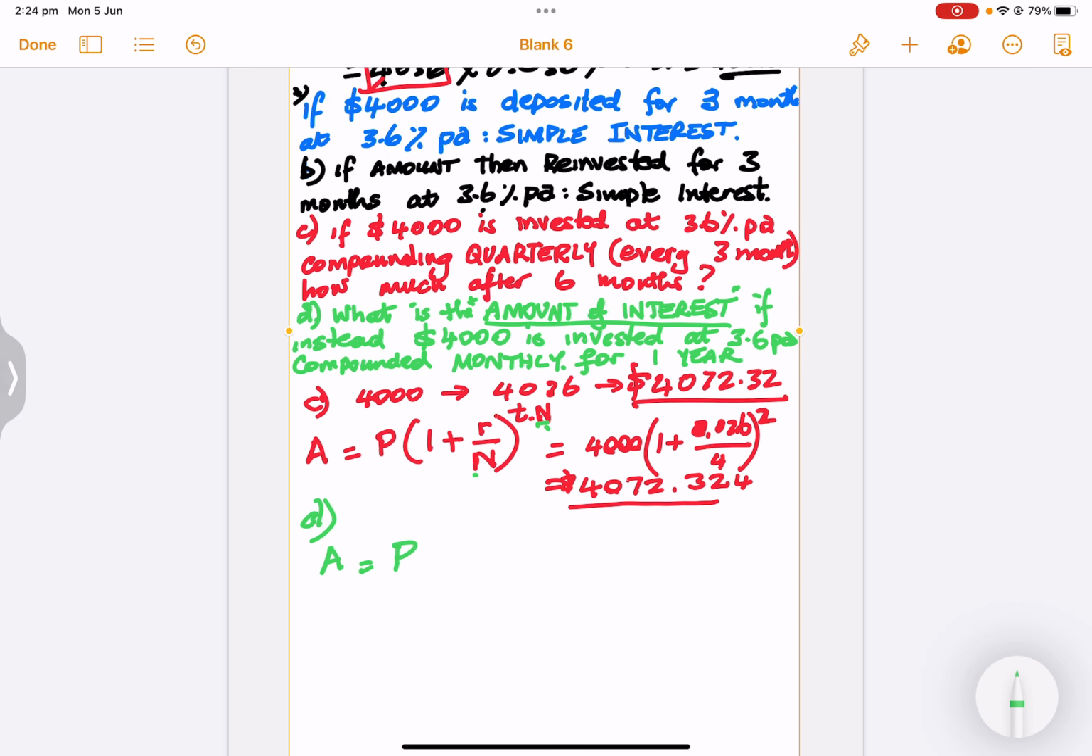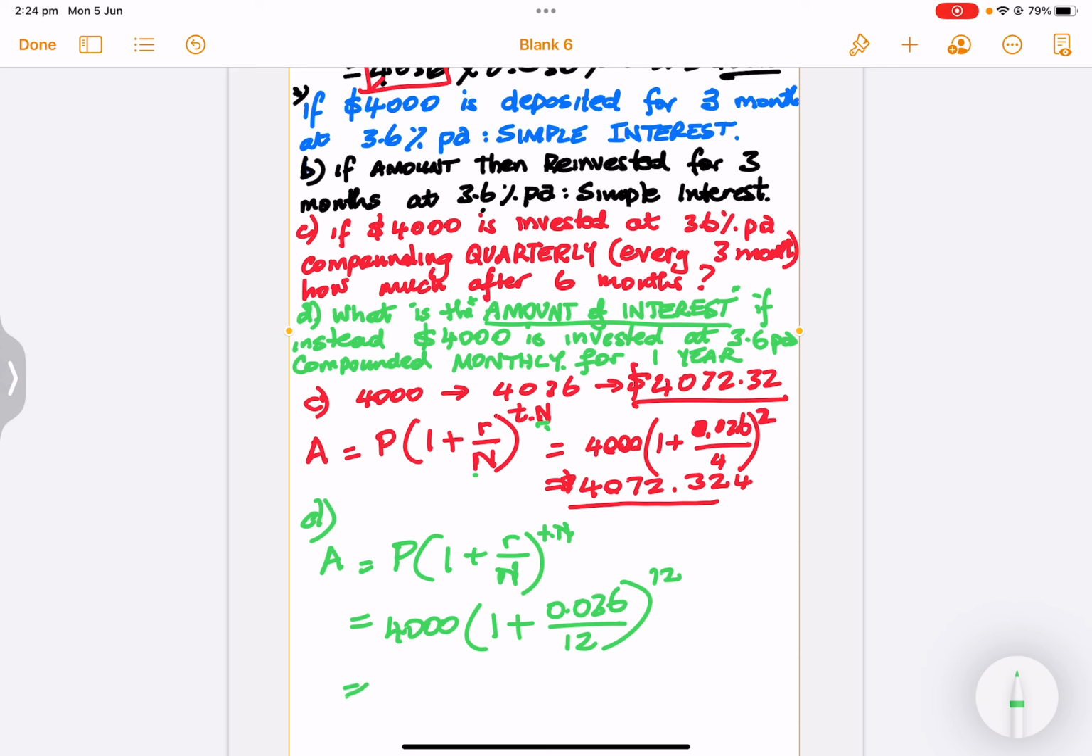A is P, 1 plus your rate over 12, because we're going to do it for 12 times. And 1 year times 12 is TN. So it is $4,000, 1 plus the rate of 0.036 over 12. Compounding 12 times in a year, and in 1 year it will happen 12 times. That's 1 times 12. I'm going to put that in the calculator.